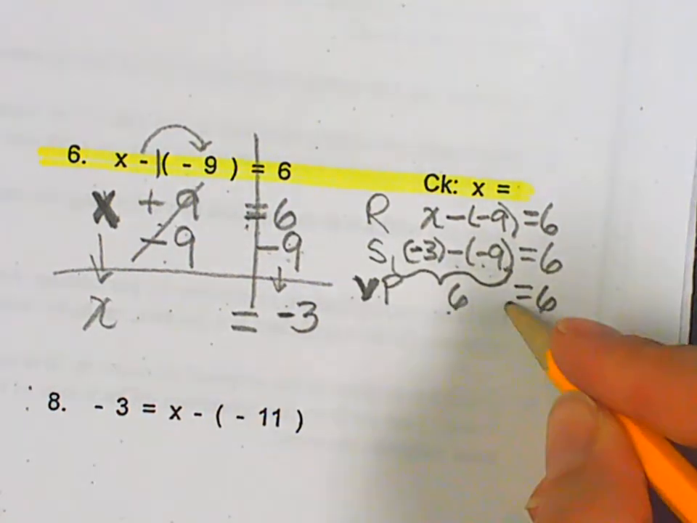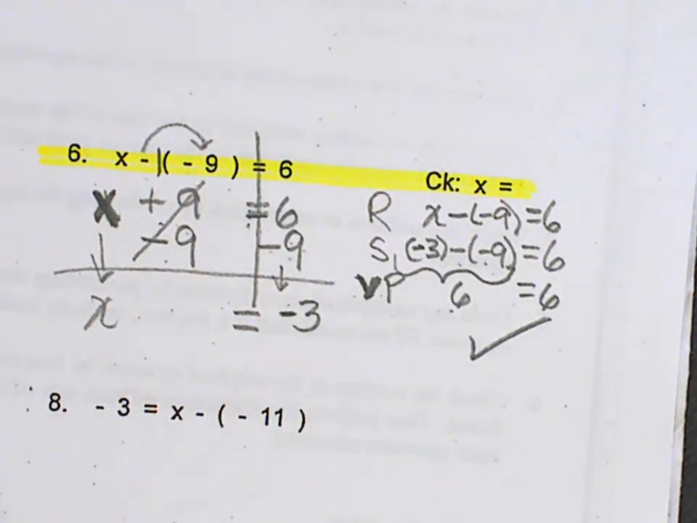When 6 equals 6, it tells me I have checked myself. I have not wrecked myself. The answer is indeed -3.